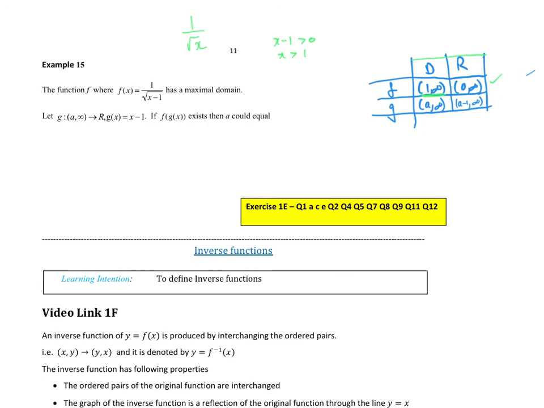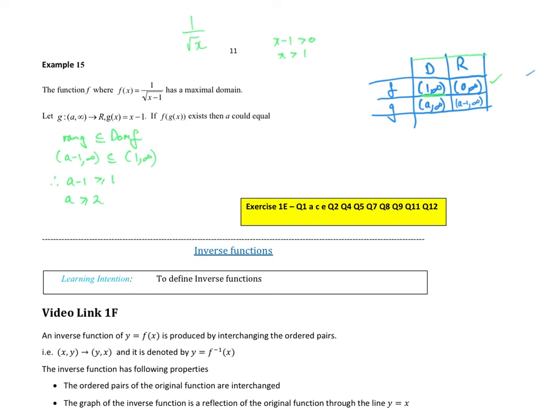Again, if f of g of x has to exist, I need the range of g to be a subset of the domain of f. So the range of g is a minus 1 to infinity, to be a subset of the domain of f, which is 1 to infinity. So I need a minus 1 to be greater than or equal to 1. So a has to be greater than or equal to 2. All right, so what does it say? It just says to find a. So there we go, similar sort of problem.